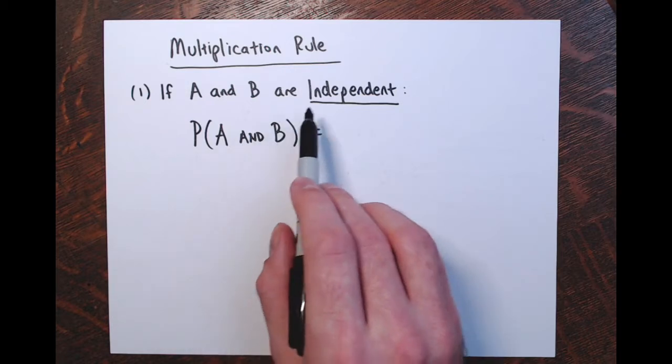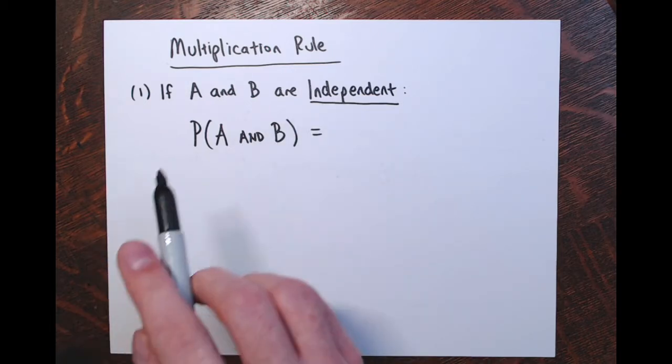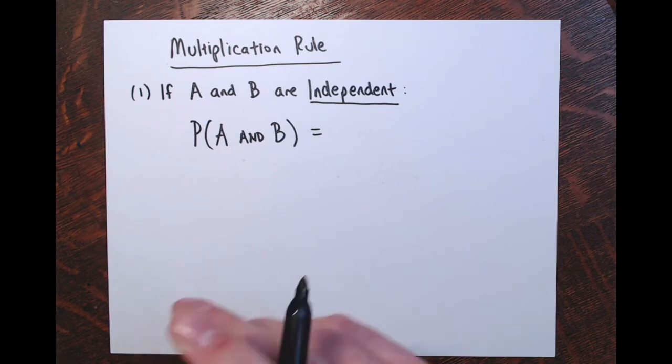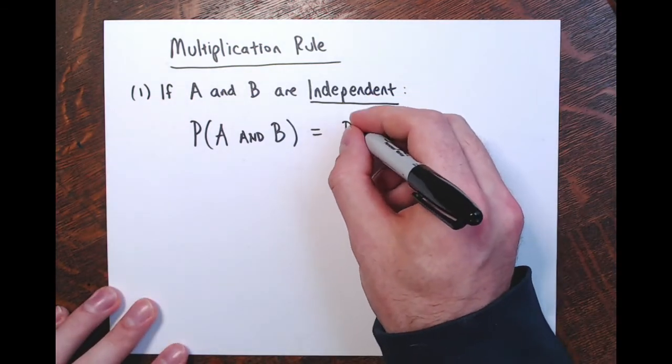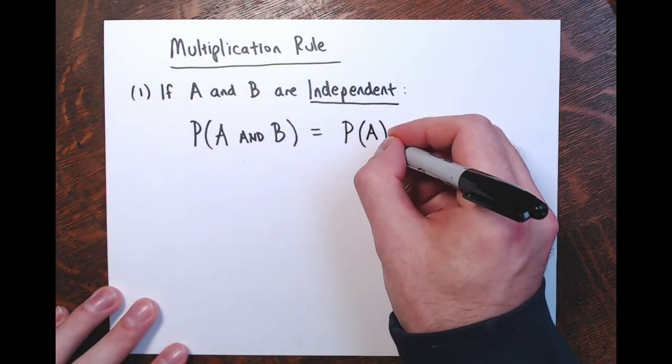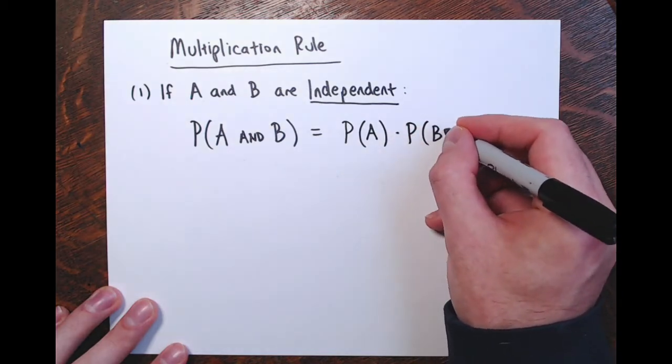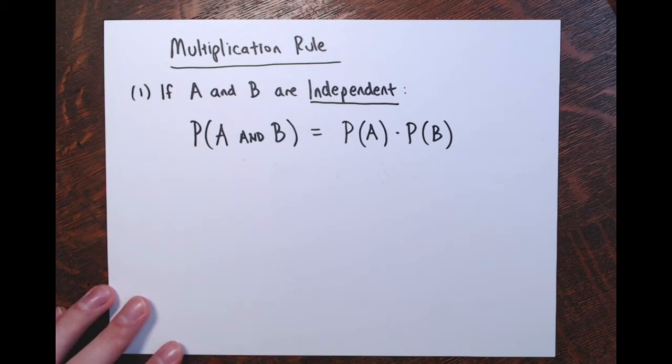If these two events are independent, meaning that when one happens, the probability of the other one happening is not affected, you saw it in section 3.2. Please go back and look at 3.2 if you're unfamiliar with independence. Then it is simply equal to the product of the individual probabilities: the probability of A multiplied by the probability of B.